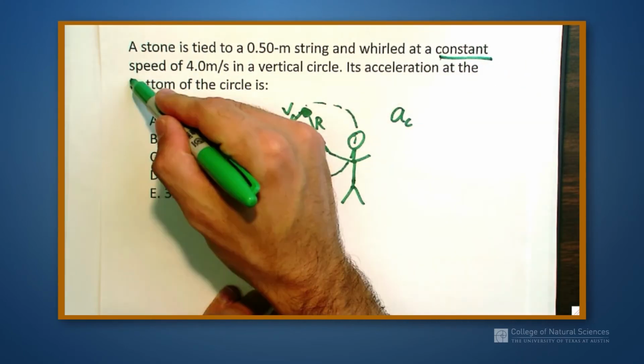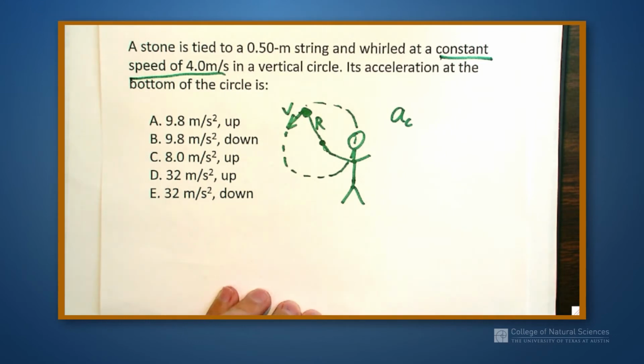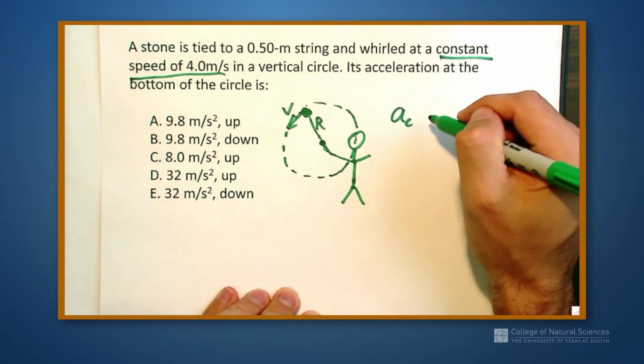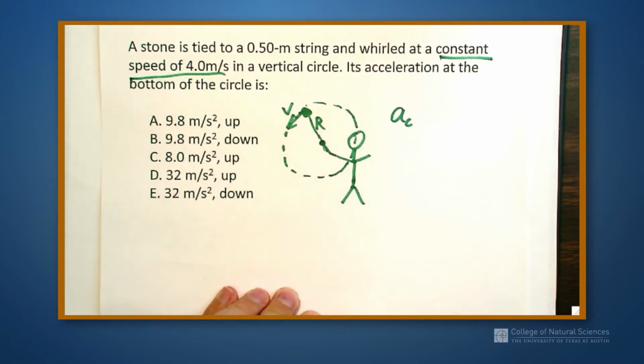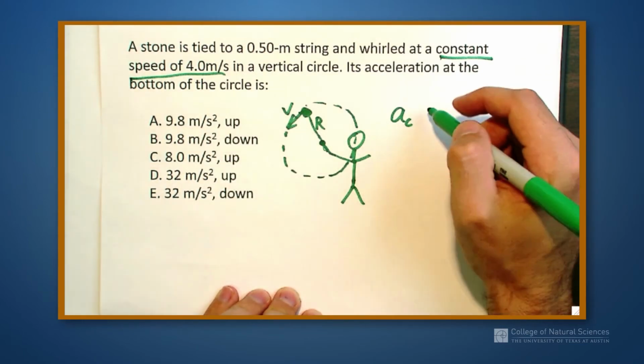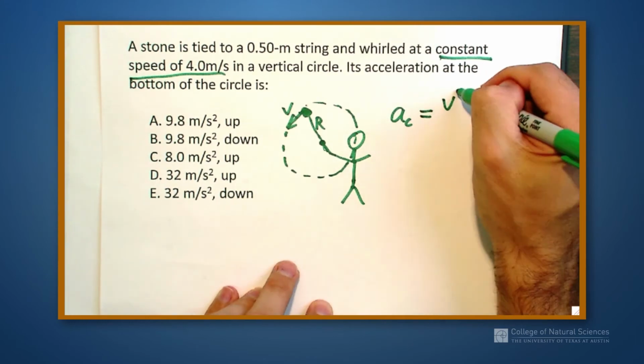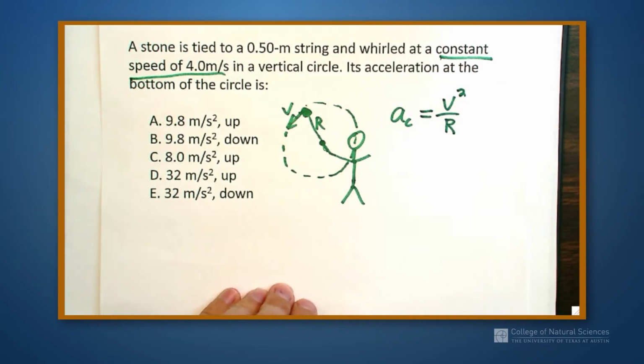especially knowing the fact that it has a constant speed. So a lot of times when we whirl around a stone attached to a rope, something on the end of a string, its speed will actually change at the top and the bottom. This is not the case. This is the case where we have constant speed around this whole loop. And we know that the centripetal acceleration is equal to v squared over r.